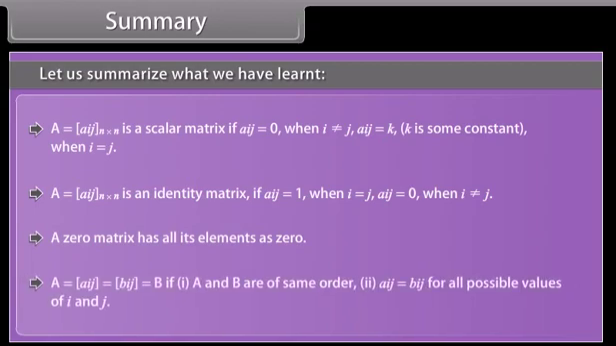A is equal to a_ij is equal to B is equal to b_ij if and only if A and B are of the same order and a_ij is equal to b_ij for all possible values of i and j.